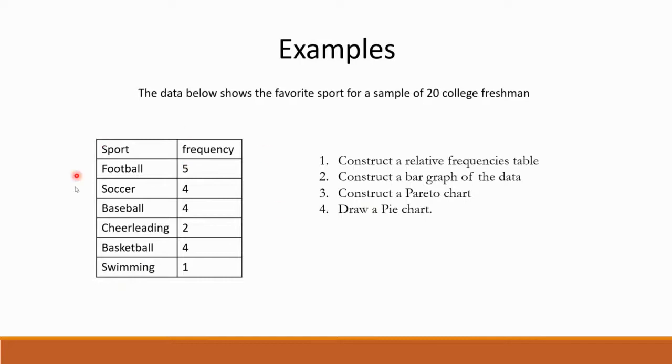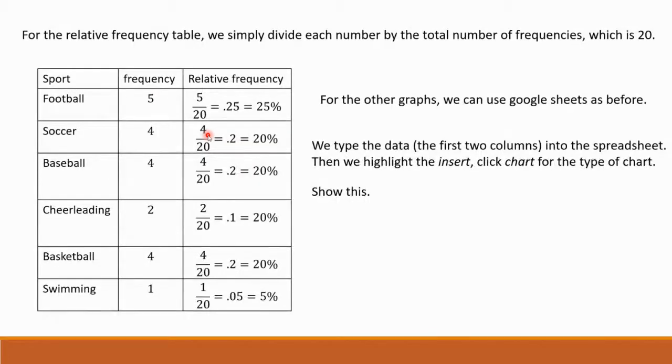This is, again, qualitative data. With sports, if you do football and soccer, if you average them, you're not going to get another sport. You can't really do those kinds of calculations here. I figured it'd be good to go through making each of the graphs for this table, and I'll have you guys try one on your own. But first, remember, it's good to make a relative frequency table. In fact, that's what I'm asking you to do.